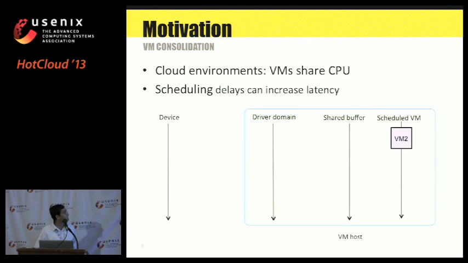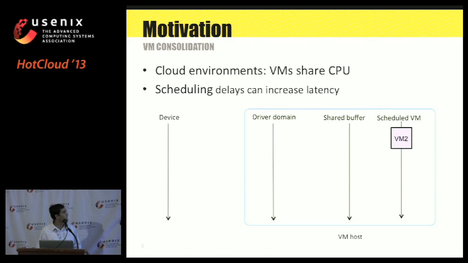Second, in most cloud environments, VMs share CPUs, because of VM consolidation to increase utilization and for power saving purposes. In this case, the VM scheduling delays on the CPU can affect the I/O latency, and hence the I/O throughput.